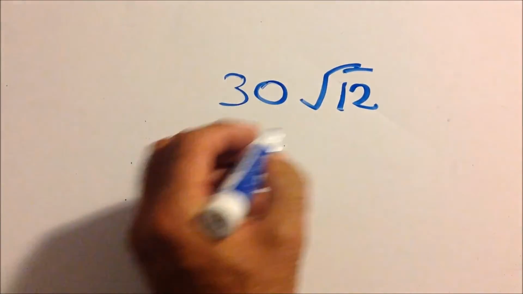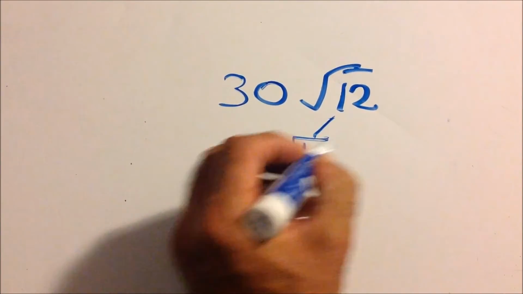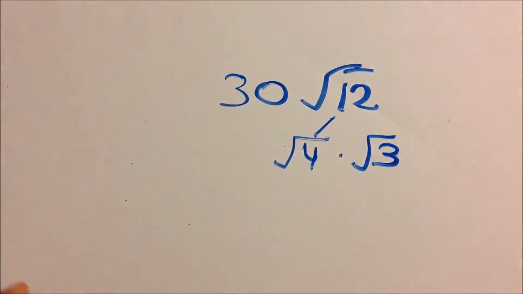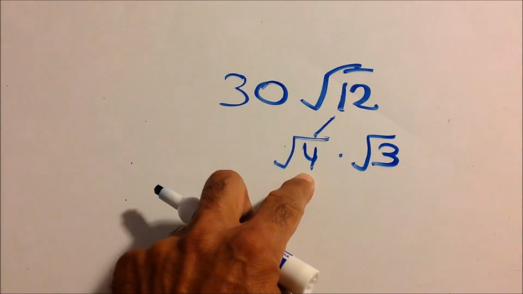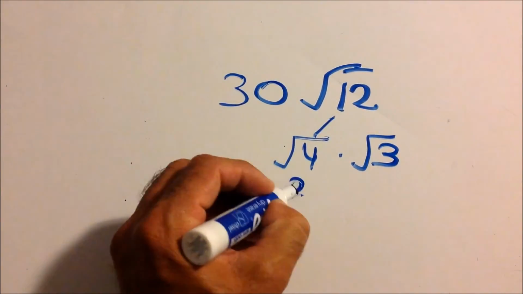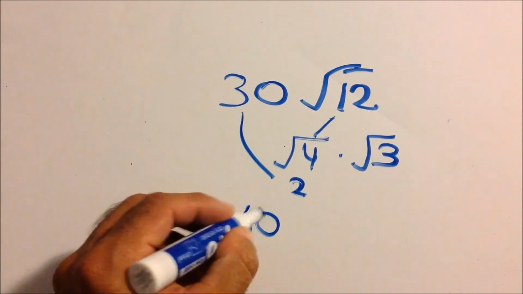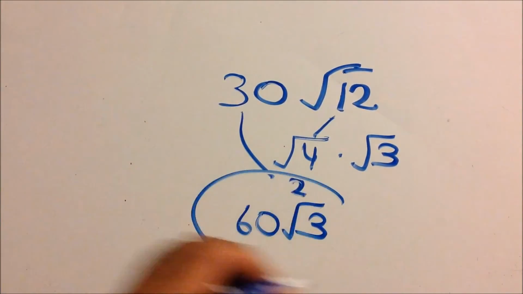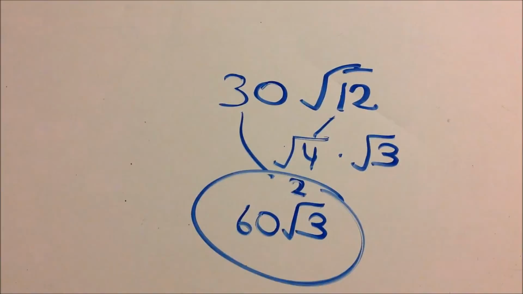We can break the square root of 12 down into the square root of 4 times the square root of 3. And the square root of 4 is a perfect square, so we would have 2. And 2 times 30 is 60 square root of 3. So that's how we multiply square roots or radicals, or just roots.